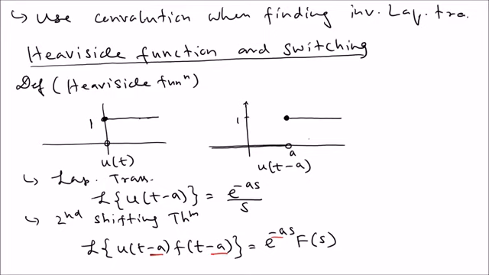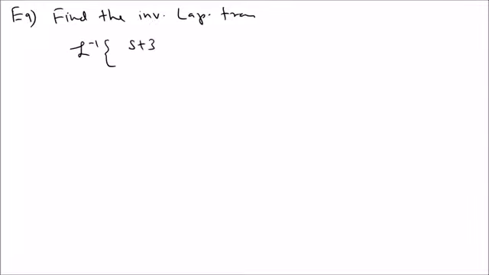Now let's try to use this to find an inverse Laplace transform of a certain function. Let's do this one just to see how it works. For example, find the inverse Laplace transform of L inverse of (s plus 3) over (s squared plus 4) times e to the minus 2s. It's clear that this is the exact same format as the second shifting theorem.